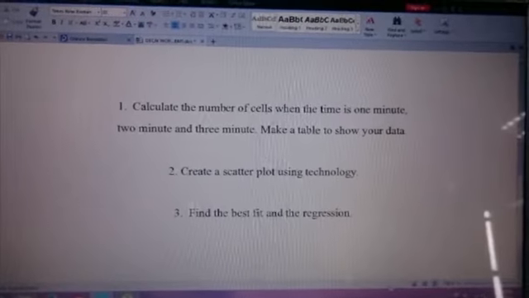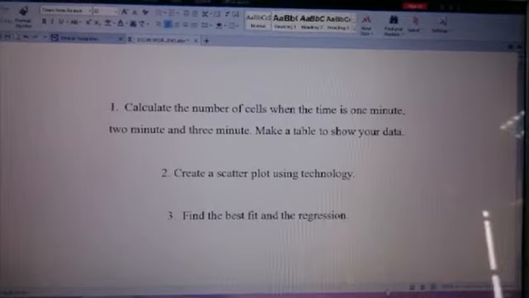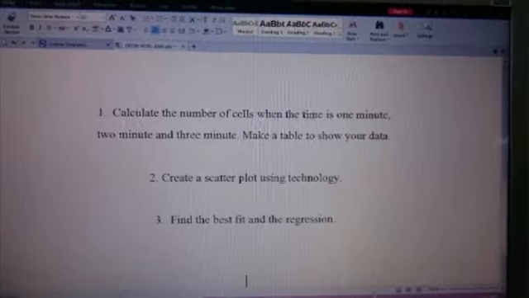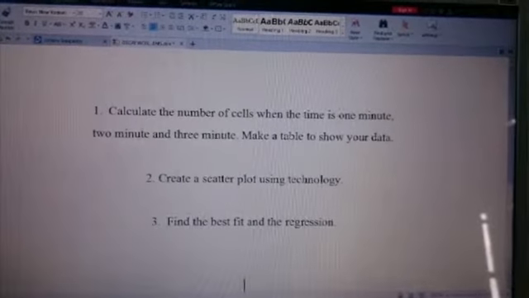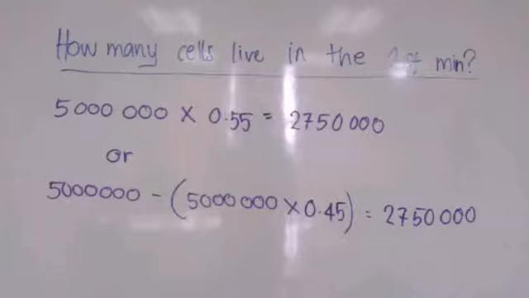To get the answer for this question, first of all, we are going to calculate the number of cells when the time is 1 minute, 2 minutes and 3 minutes and make a table to show the data. Secondly, we are going to create a scatter plot using a graphing calculator. Thirdly, we are going to find the best fit and the regression.